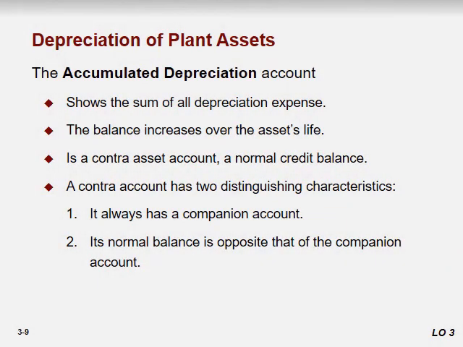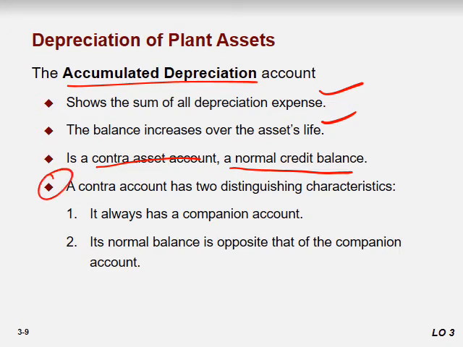So the logical question that should pop into your mind is why there is a need for an accumulated depreciation account. The accumulated depreciation account shows the sum of all depreciation expense. The balance increases over the asset's lifetime. It is a contra asset account with a normal credit balance. So what is a contra account? A contra account has two distinguishing characteristics. One, it is a companion account. Its normal balance is opposite to that of the companion account.